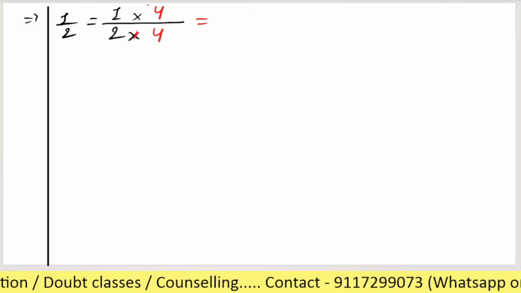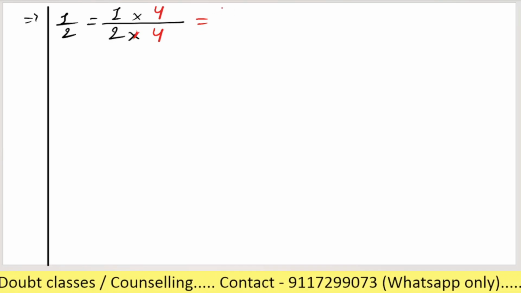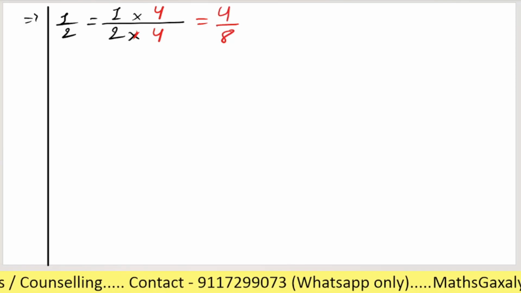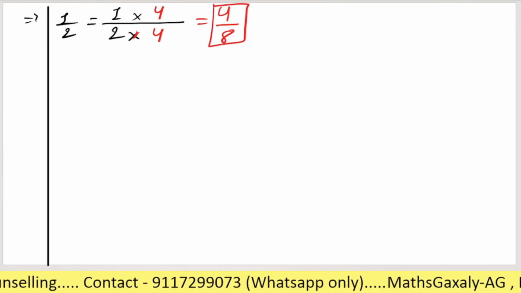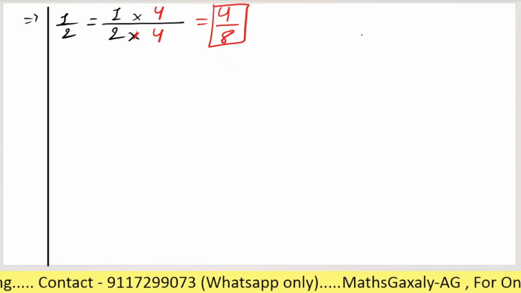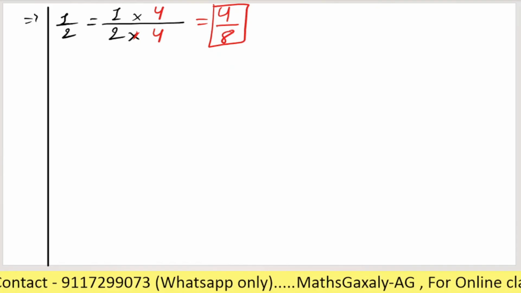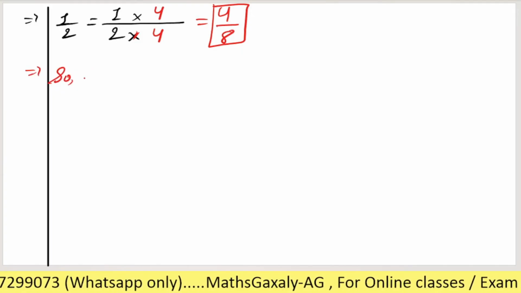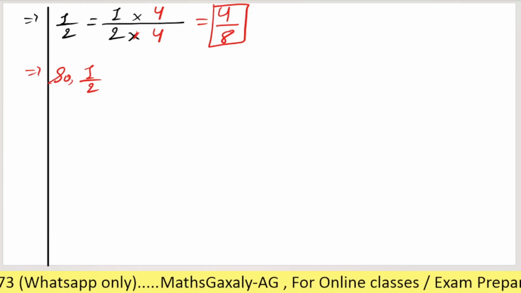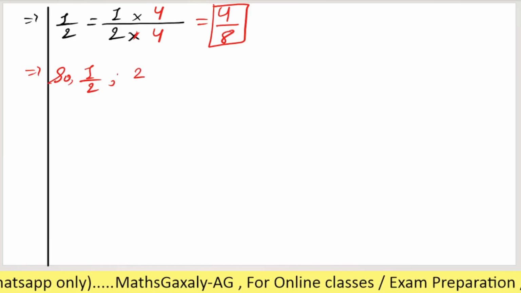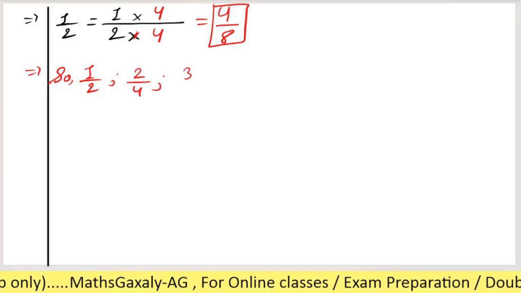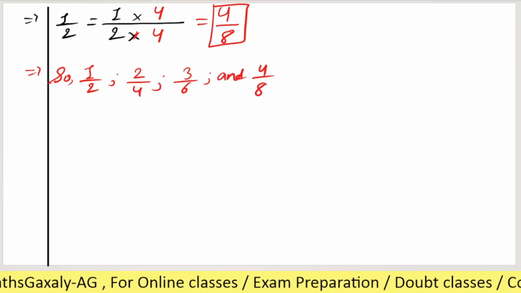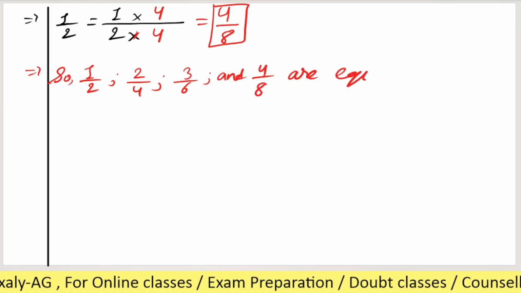No, sir. So here, tell me what will be the fraction? Sir, the fraction is 4 by 8. Very good, dear. Similarly, you can find the next equivalent fraction now. Then in the last we will write, 1 by 2, next one was 2 by 4, then 3 by 6 and 4 by 8 are equivalent fractions.